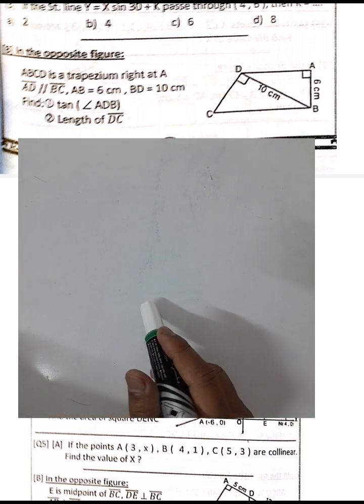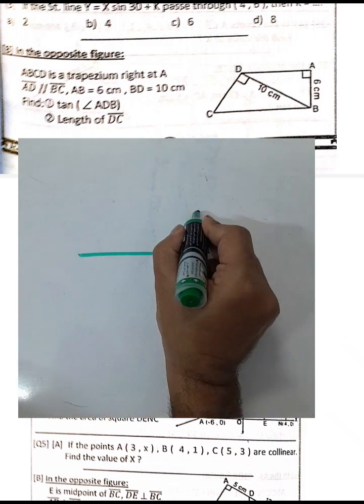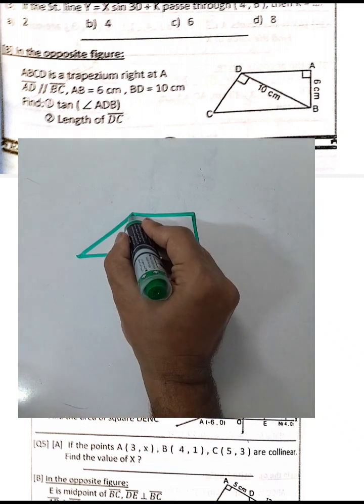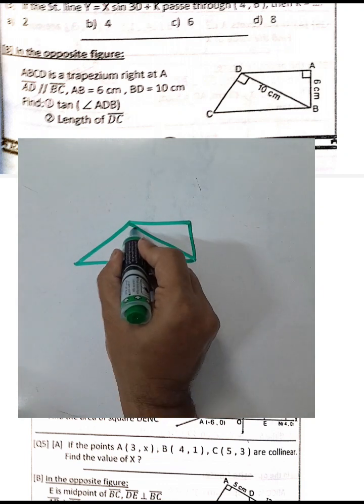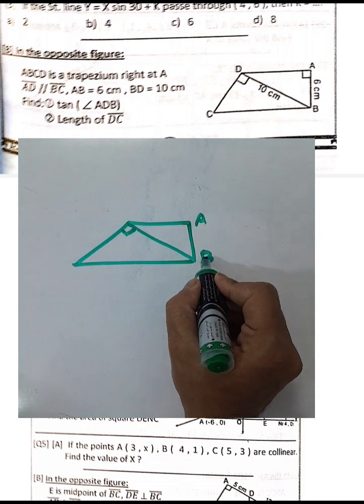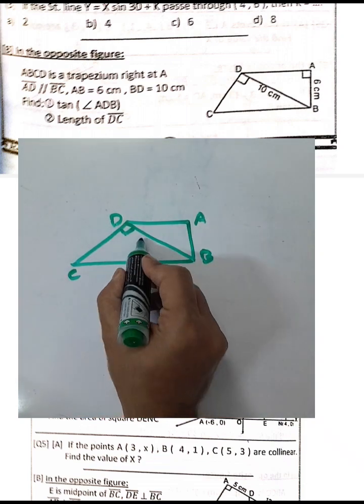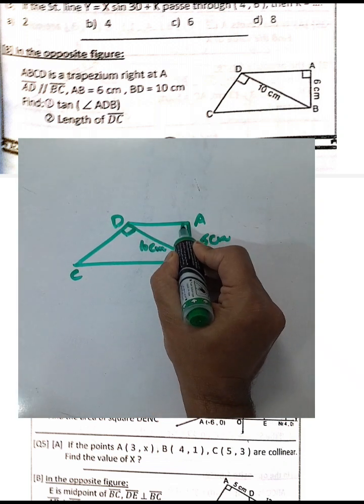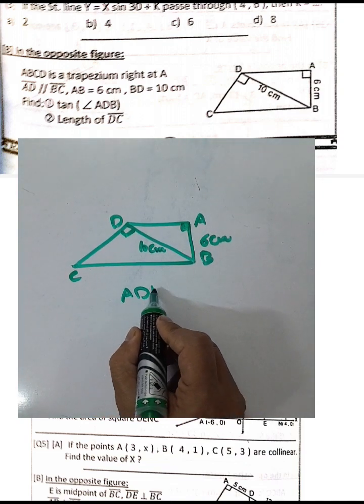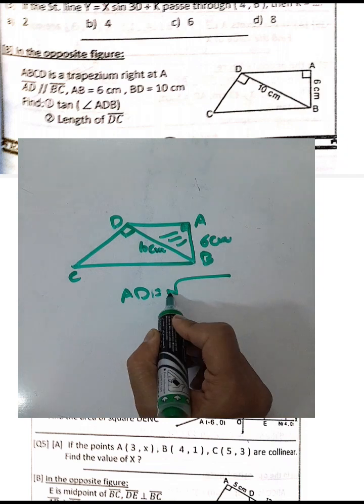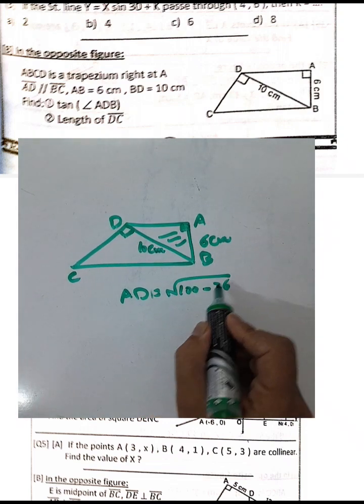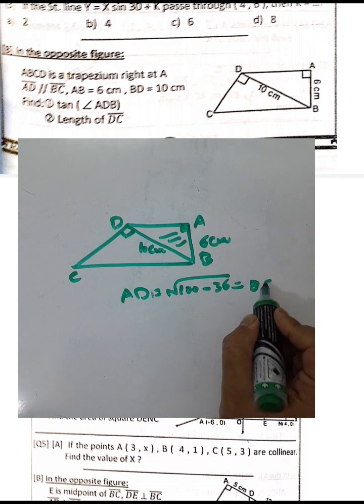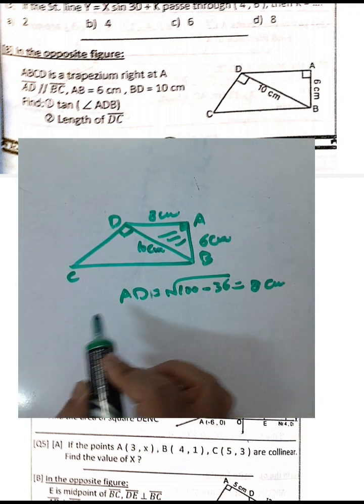Next question. From the opposite figure, we want to find the length of DC and tan angle ADB. First, we will draw the trapezium here. We have the hypotenuse and this angle, right? CD was 10 centimeters, 6 centimeters, and we can find the length of ED. We can find it from Pythagoras: ED equals square root of 10 squared, 100, minus 6 squared, 36. It will be the square root of 64, which is 8 centimeters.